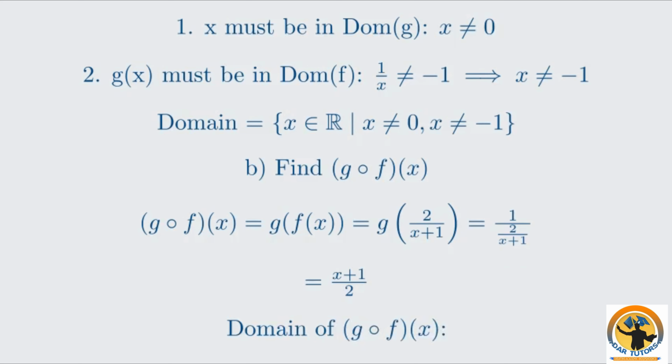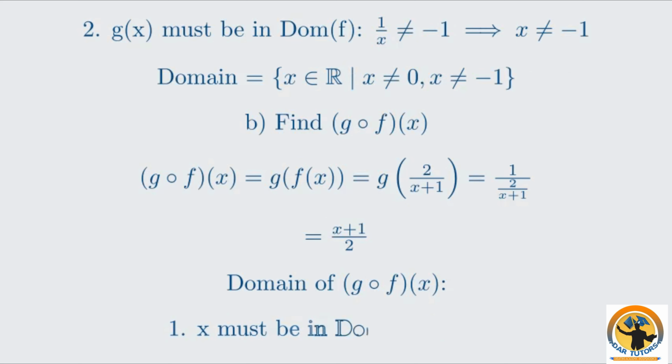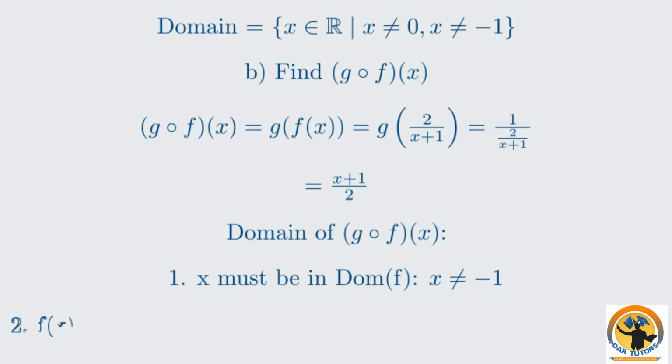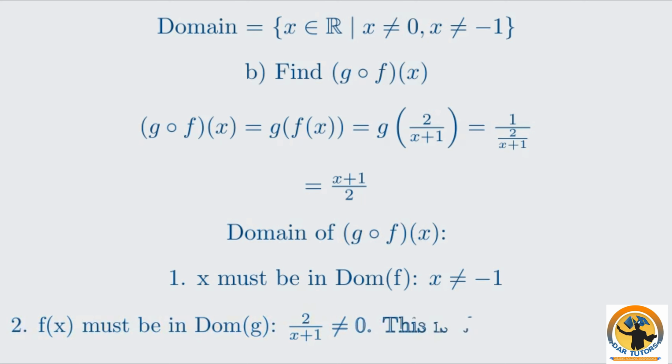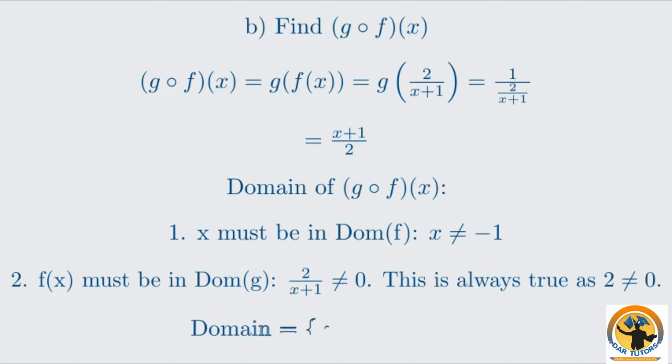For the domain, x must be in the domain of f, so x cannot be negative 1. The output of f, which is 2 over x plus 1, must be in the domain of g. The domain of g is x is not equal to 0, so 2 over x plus 1 must not be equal to 0. A fraction is 0 only if the numerator is 0, but 2 is never 0. So this second condition is always met. The domain is therefore just x is not equal to -1.